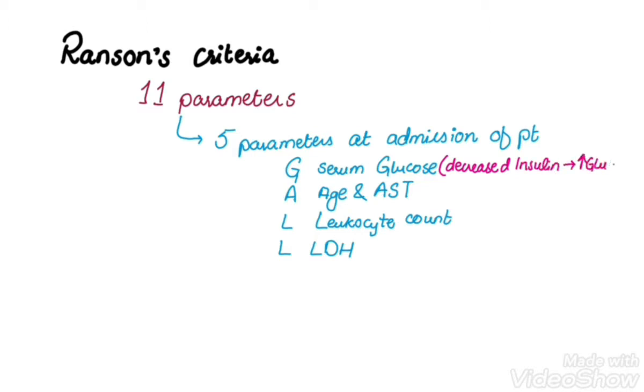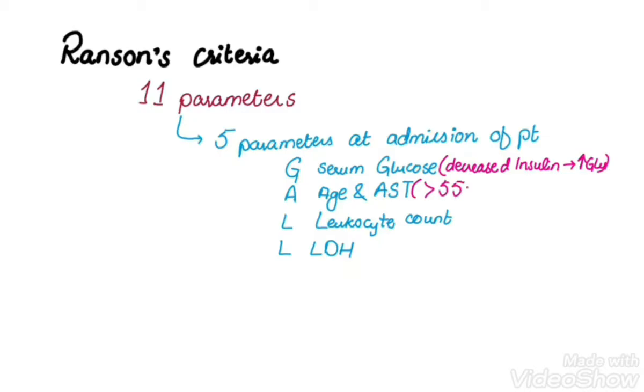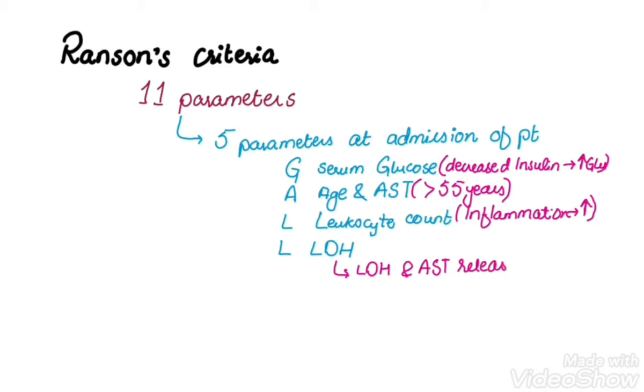The pancreatic cell death can lead to decreased insulin and so hyperglycemia. Higher the age of the patient, higher the severity of acute pancreatitis. The cutoff for age is 55 years. As acute pancreatitis leads to inflammation, the WBC count is raised in the patient's blood. The death of pancreatic cells causes release of LDH and AST present within the pancreas, and so these are also high.